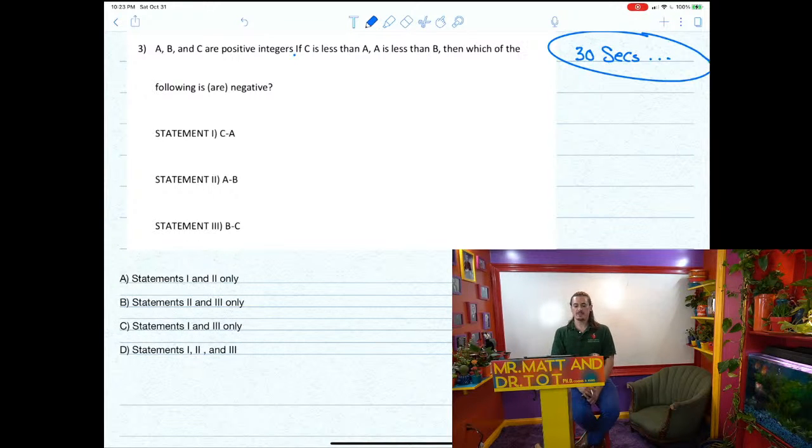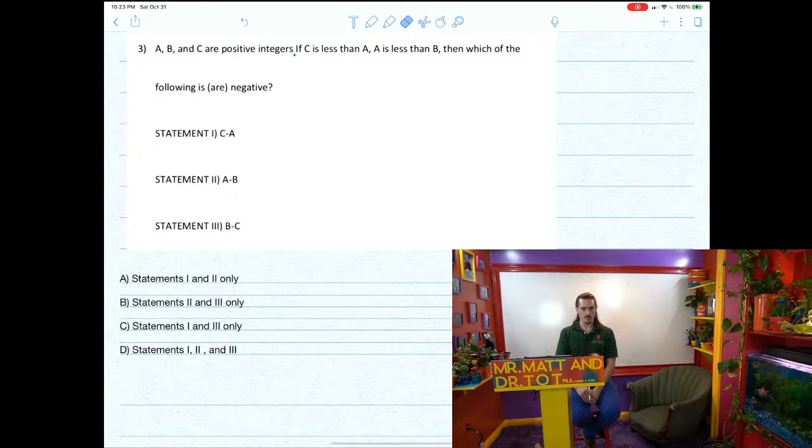Okay, so A, B, and C are positive integers. That means that they're greater than 0 and that they're whole numbers. And we know that C is less than A, which is less than B. They're just positive whole numbers, so if you wanted to pick values, maybe C could be equal to 1, A could be equal to 2, and B could be equal to 3. Those values satisfy the relationships established in that inequality, C less than A less than B, and they're positive integers.